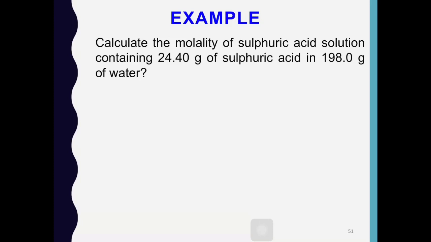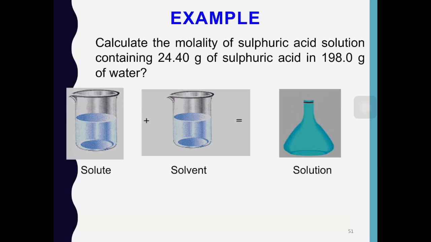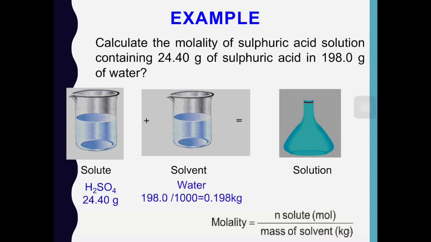Now let's look at this example. Calculate the molality of sulfuric acid solution containing 24.4 gram of sulfuric acid, this is the solute, in 198 gram of water, this is the solvent. Now let's list down all the information given. So for solute, the mass is 24.4. For water, the mass is 198 gram. Please convert into kilogram. And both of these will form a solution. So to find molality, we need the mole of solute, which is sulfuric acid, and mass of solvent in unit kilogram.